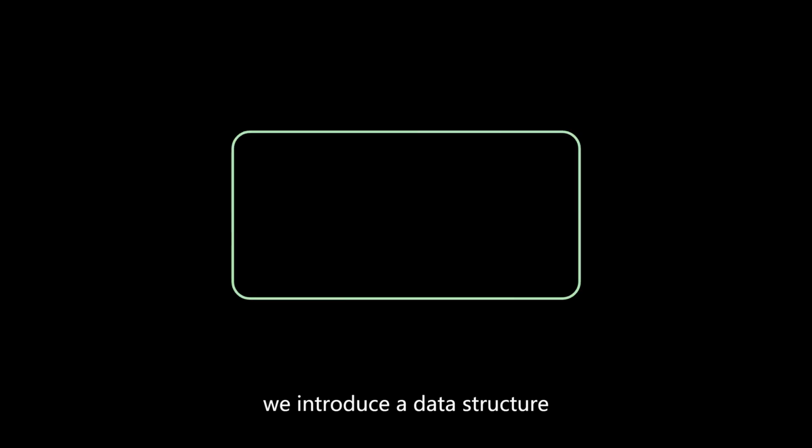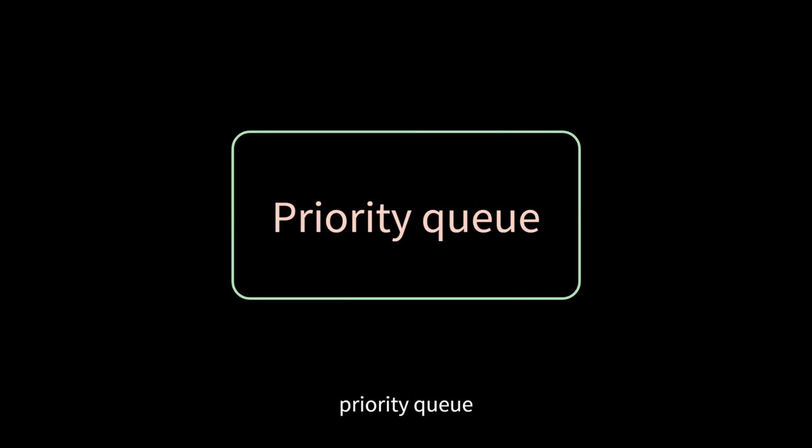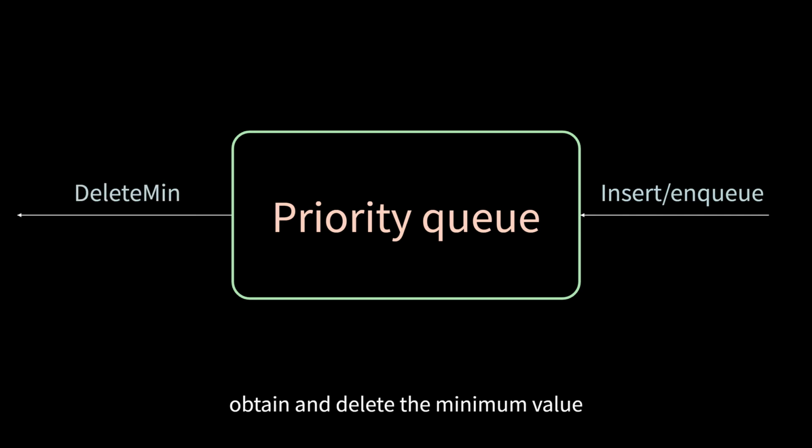Today we introduce a data structure, the priority queue. It has only two operations. Insert, that is, enqueue. The other is dequeue, that is, obtain and delete the minimum value. For such a goal, how do we achieve it?